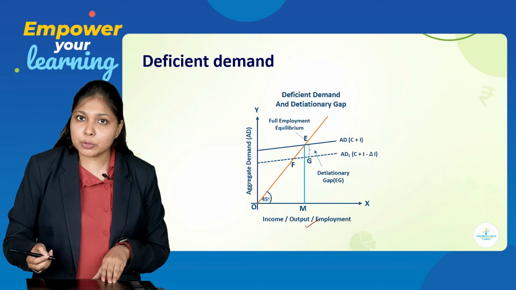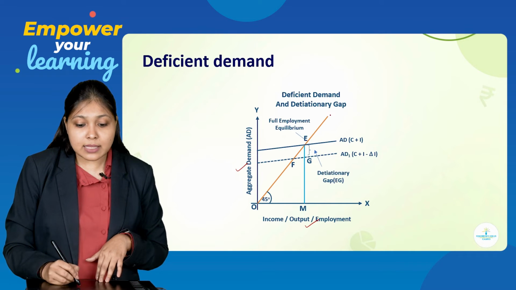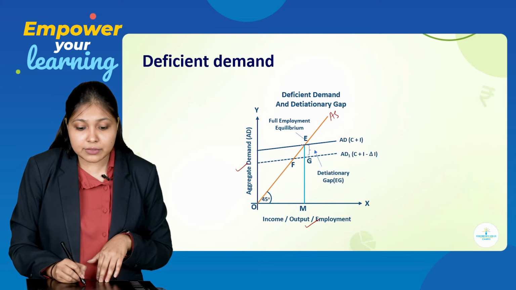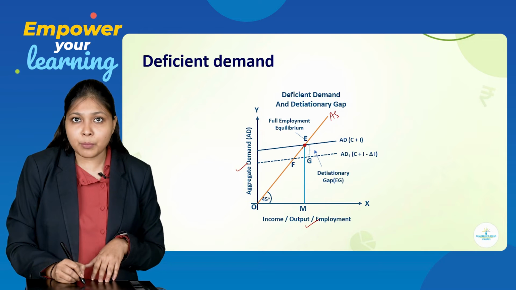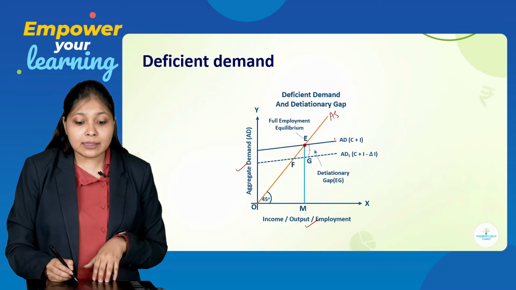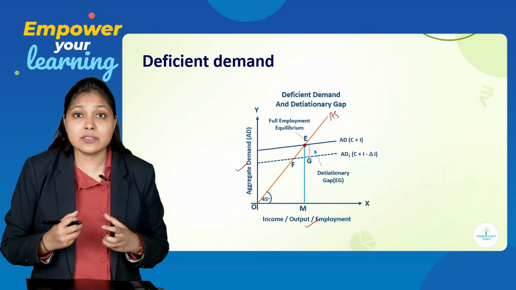On the X-axis we have income, output, employment. On the Y-axis we have AD, aggregate demand. This is our AS curve, which is a 45-degree angle. Then we have the AD curve. This is my original AD curve. This point E is the equilibrium point wherein the economy is working at full employment level. Now what is happening? Demand is less. My demand has reduced.